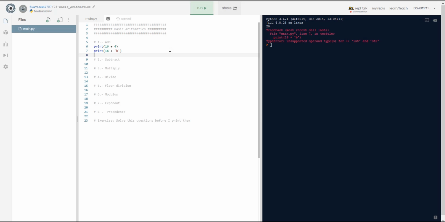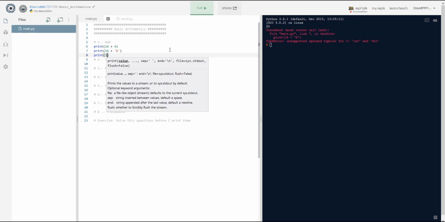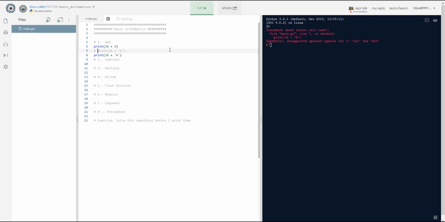remember that when you surround a number with quotes, it's considered a string, not a number. So if we print 16 plus quotes 4, I'm going to comment this. This is considered a string, as we can see here. So remember that you need to add integers.